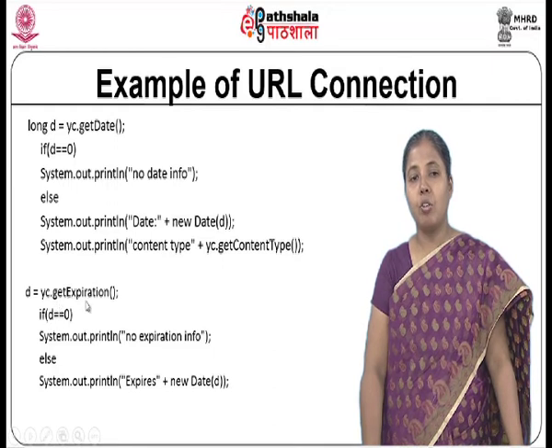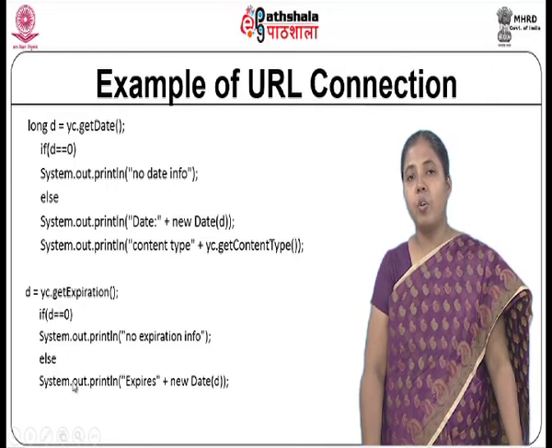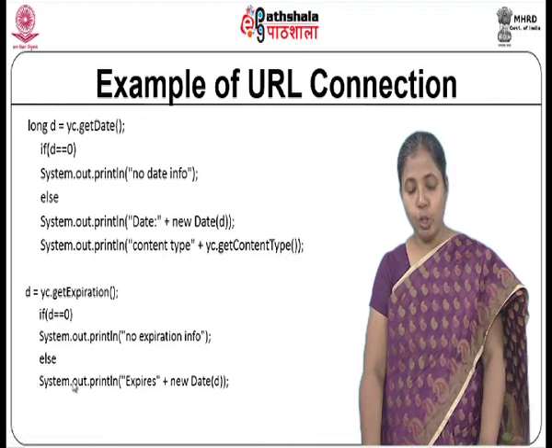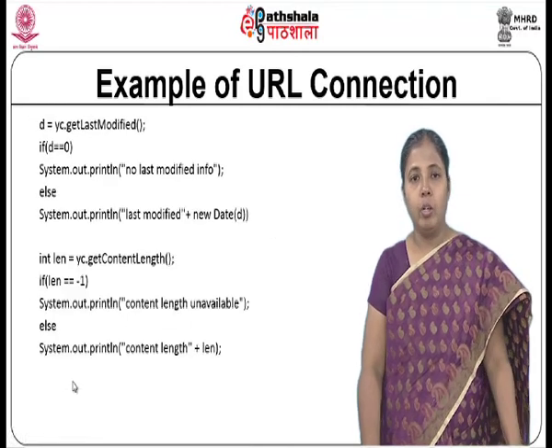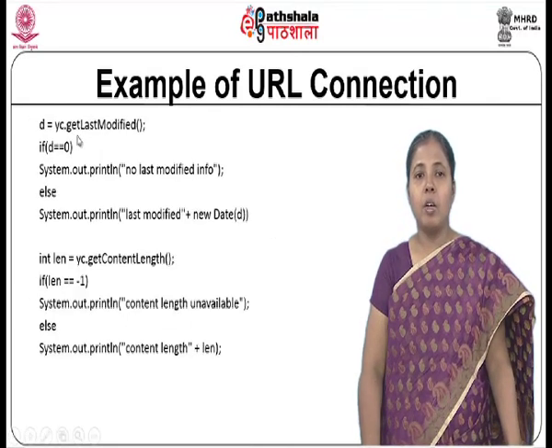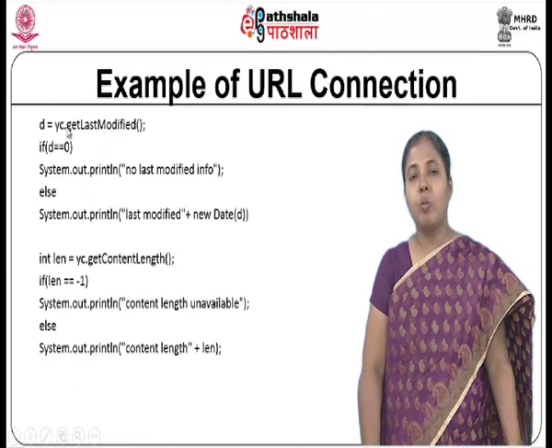So, get expiration. This is also a date. We try to print the expiration date of the URL resource. The next one is get last modified. When the page is last modified, there would be a date associated with the resource. You can use a method called get last modified and print; that is also a date.